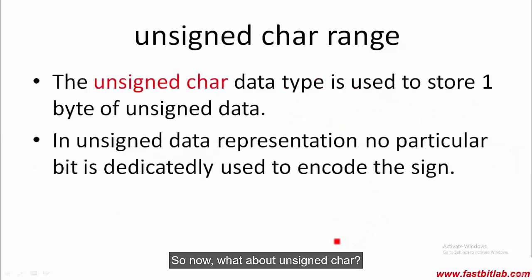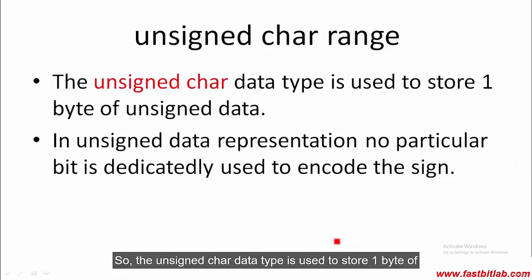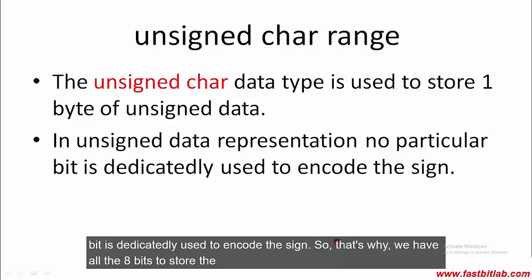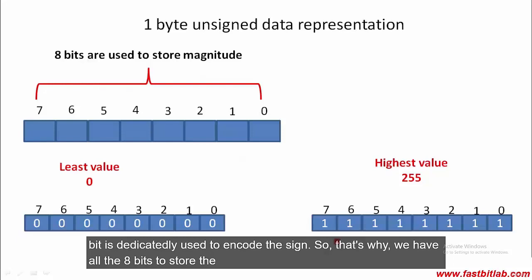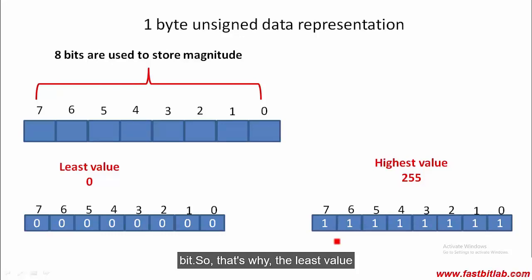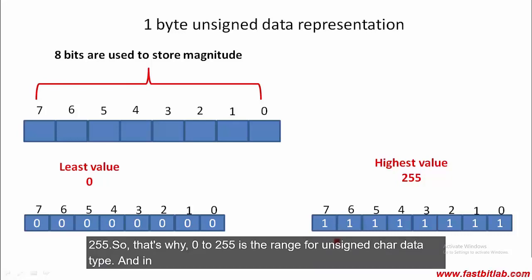So now what about unsigned char? The unsigned char data type is used to store 1 byte of unsigned data. In unsigned data representation, no particular bit is dedicatedly used to encode the sign. So that's why we have all the 8 bits to store the magnitude. So there is no sign bit. So the least value would be all zeros, right? And the highest value would be all ones, right? So that is 255. So that's why 0 to 255 is the range for unsigned char data type.